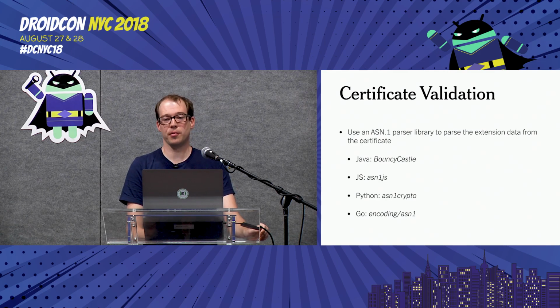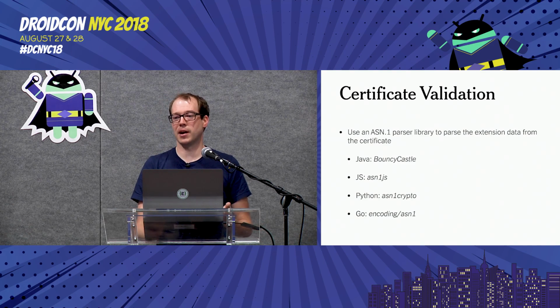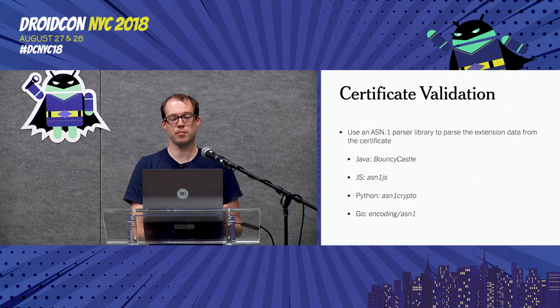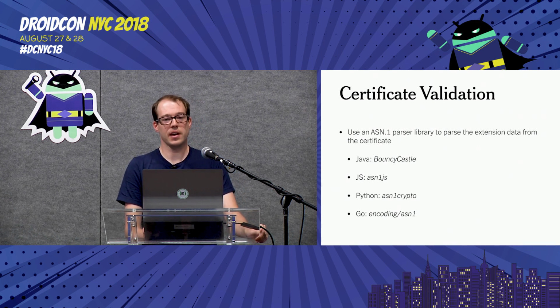So there's a couple different opportunities here for you, depending on what library or what language you're using. In Java, you can use the Bouncy Castle library to pick apart the cert using ASN.1 encoding. In JavaScript, there's ASN1.js. Python has its own ASN1 crypto, and there's a good one for Go as well.